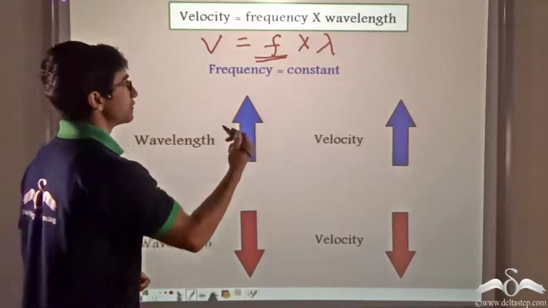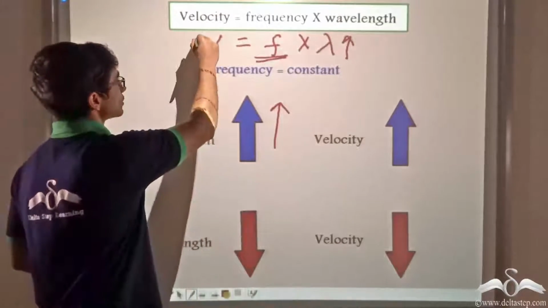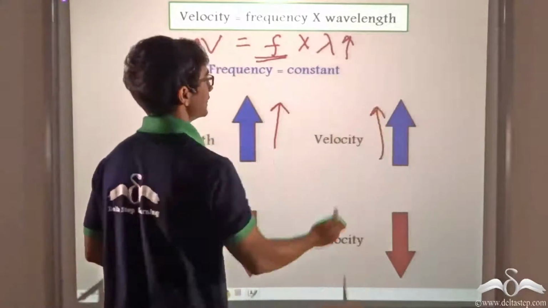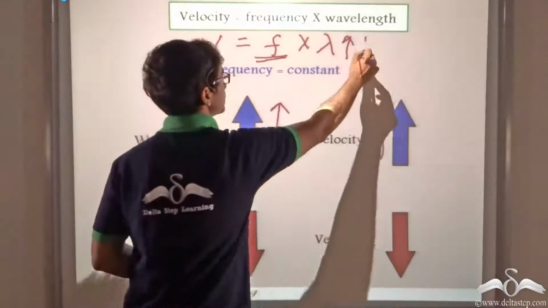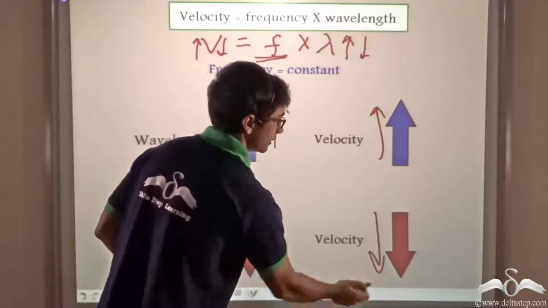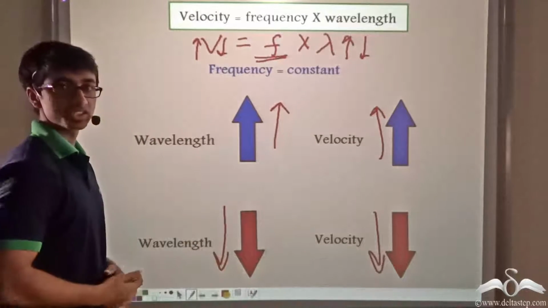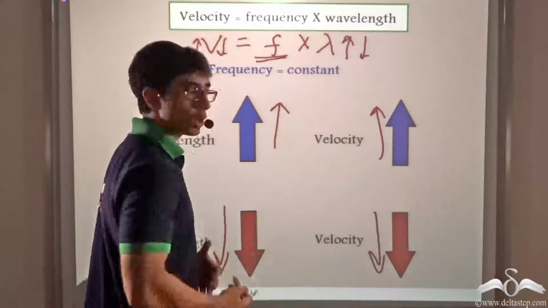We can say that when wavelength is increasing, the velocity will also increase. Likewise, when the wavelength is decreasing, the velocity will also decrease. That is, keeping frequency constant, if we change wavelength, accordingly the velocity will also change.